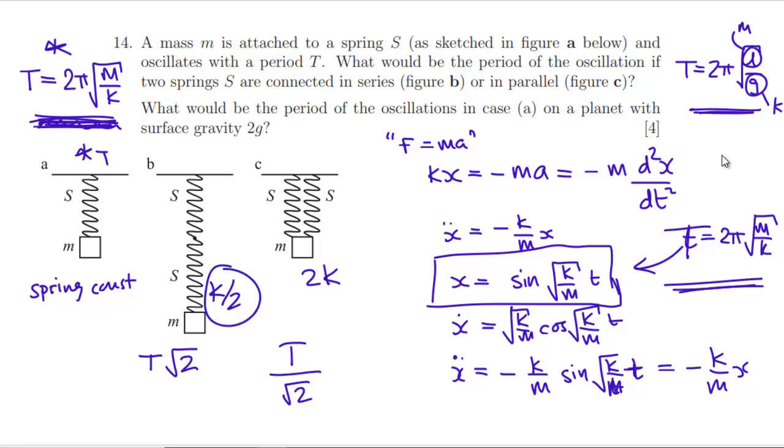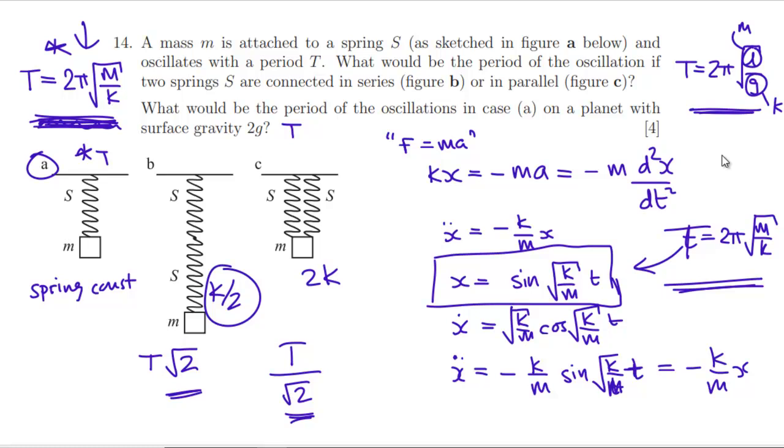If you put k over 2 in there, the 2 is going to go up the top, we square root it, and that's going to be our factor. Whereas here, the 2 is going to stay on the bottom, and we're going to divide by root 2. So that's good. What would be the period of the oscillations in case A, going back to the beginning case, on a planet with surface gravity 2g? Well, it's going to stay the same. It's still going to be T, because there's no g in our period of oscillation formula. So no difference there.